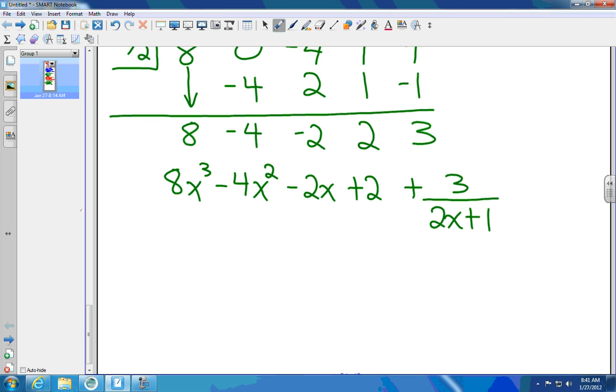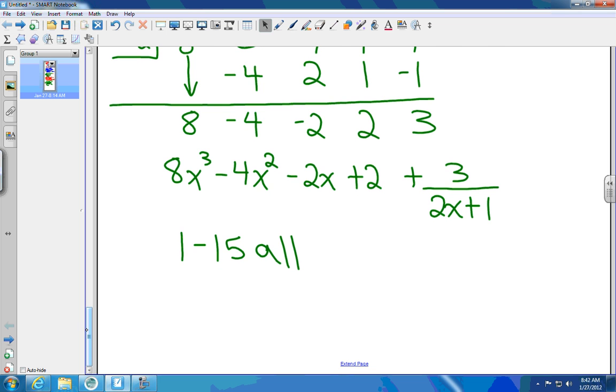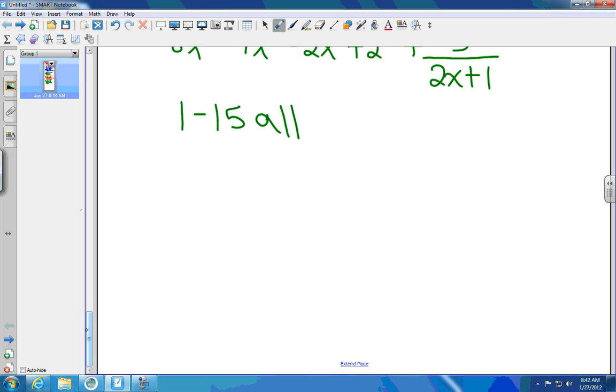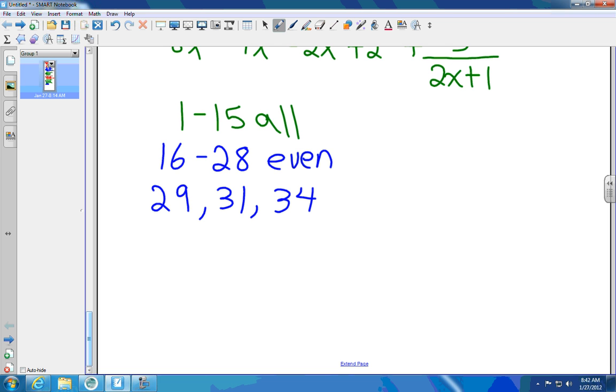Homework. We do 1 through 15 all. 16 through 28 even. 29, 31, and 30.